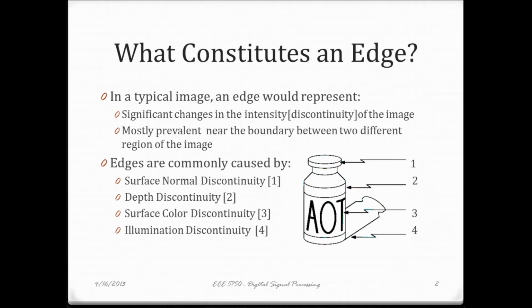What constitutes an edge? In a typical image, an edge will represent areas of significant change in the intensity of the image. It's mostly prevalent near the boundaries between two different regions of the image. Edges are commonly caused by surface normal discontinuity, depth discontinuity, surface color discontinuity, and illumination discontinuity.